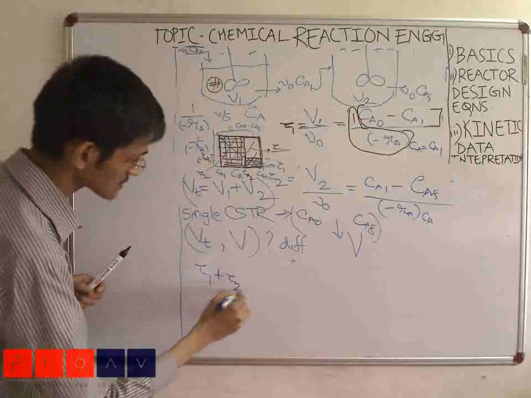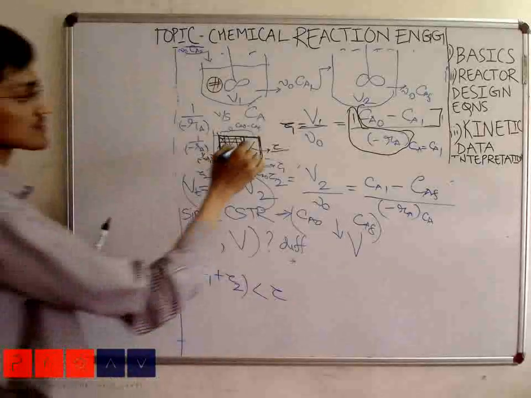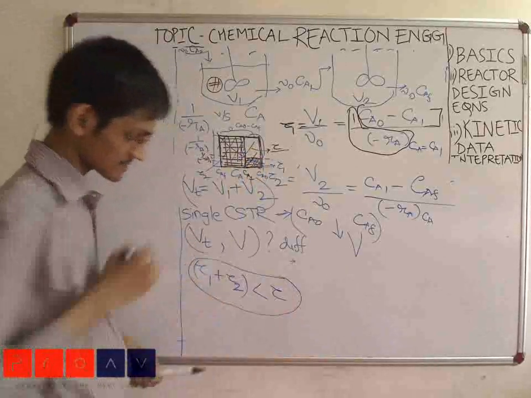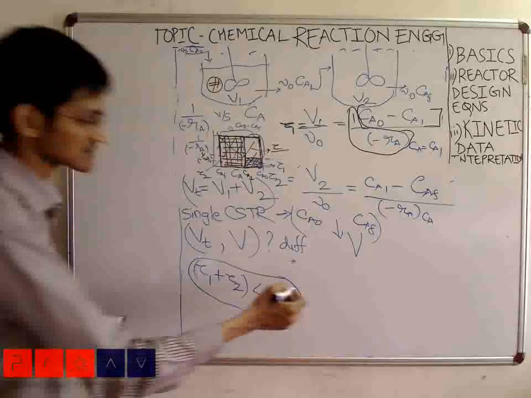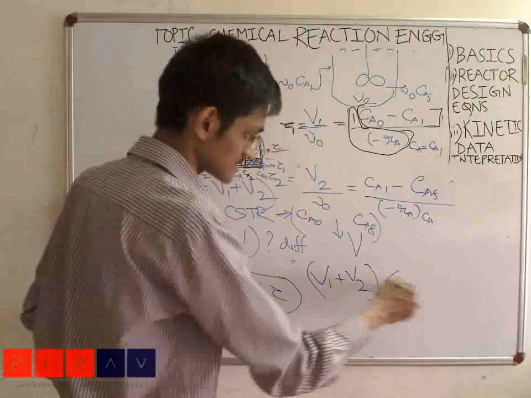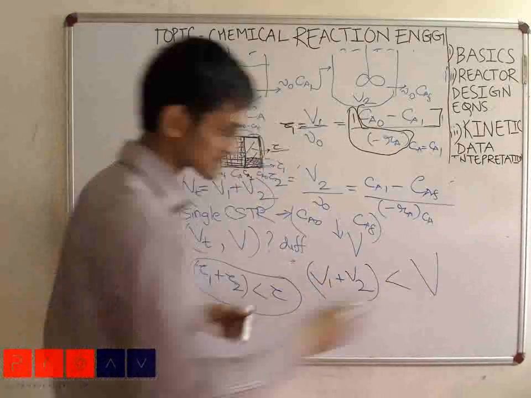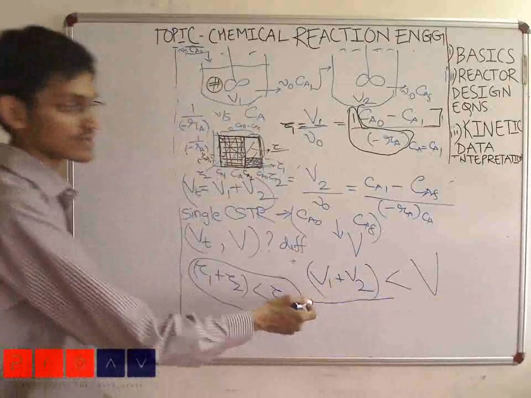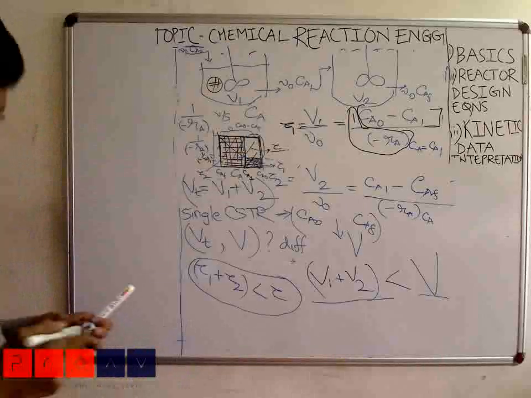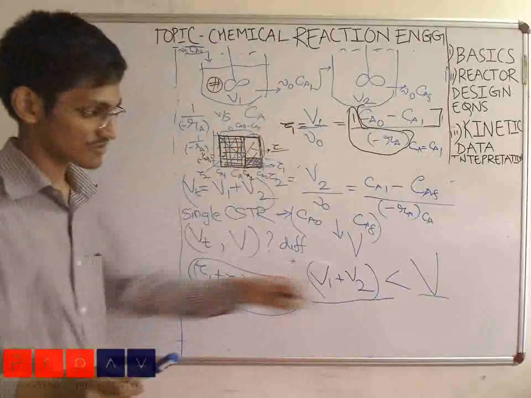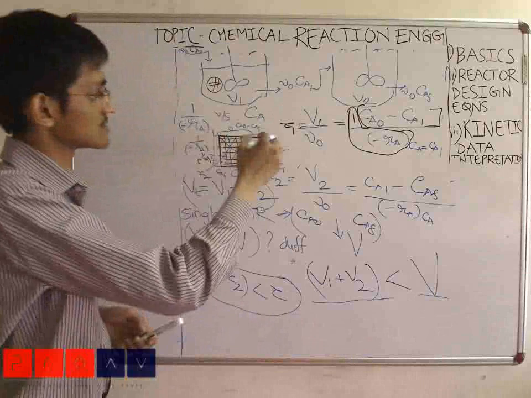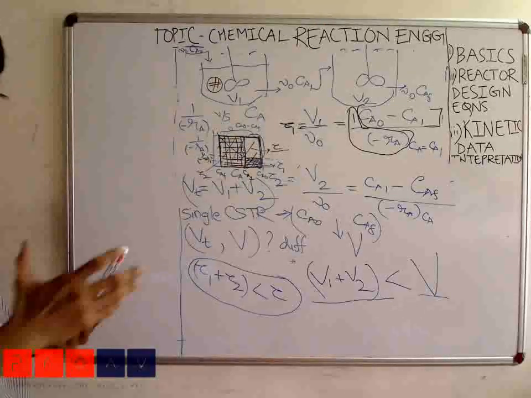So you can see tau 1 plus tau 2 is less than tau, and this is the portion. What essentially you are saying is that V1 plus V2, the total volume required, is less than capital V, where we have concentration CA naught to CAF in a single reactor, whereas here we have used two reactors. So the total volume required is less. The advantage of using CSTRs in series is not only that the design volume required is less, but if you have more than two CSTRs in series, finally what you would be achieving is a plug flow type reactor volume.